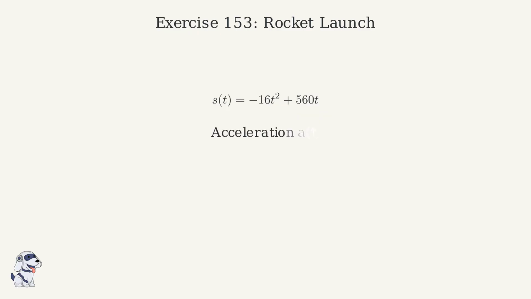Finally, acceleration is the derivative of velocity. Since our velocity function is linear, the acceleration is constant at negative 32 feet per second squared. This is the constant pull of Earth's gravity.